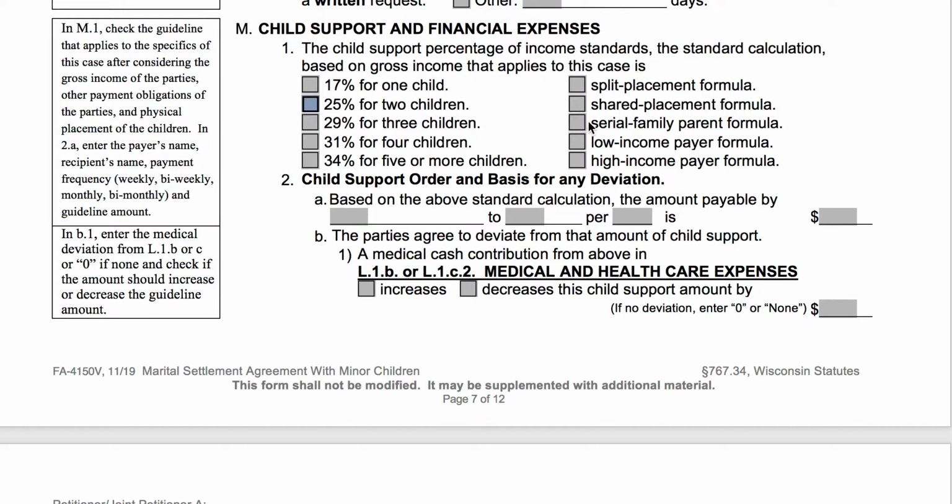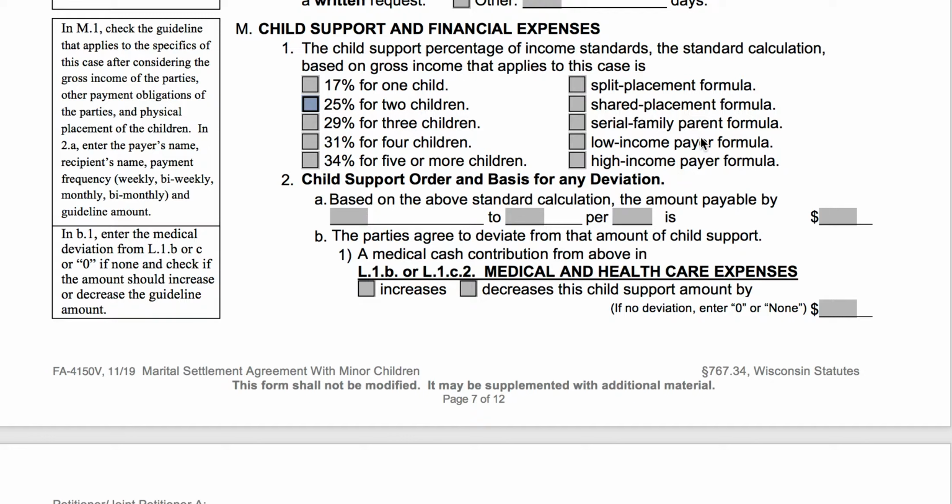So that's shared placement. Serial family is where one of you has children with multiple moms or multiple dads. So in our situation, let's say maybe John had a child before he got married to Jane. So he has an older child that there's a child support order for, and then the 2 minor children with Jane. That would be the serial family or the serial parent formula, because there are different families that have child support orders, different moms or different dads.